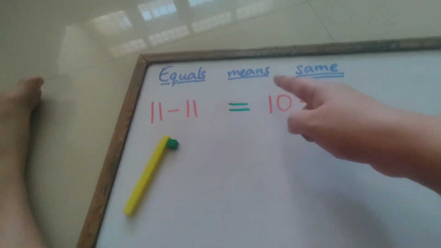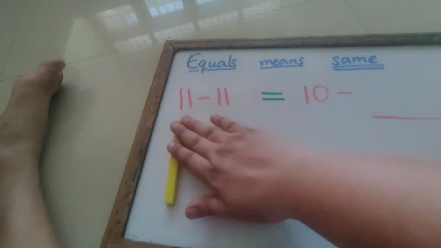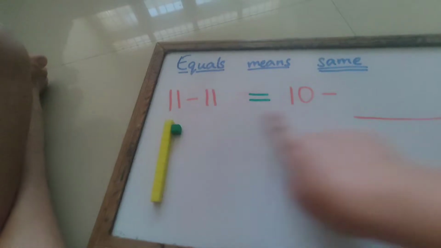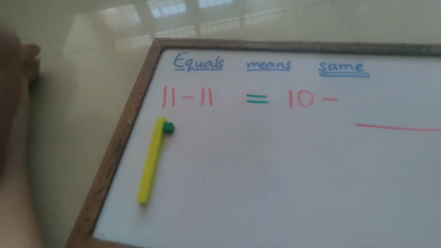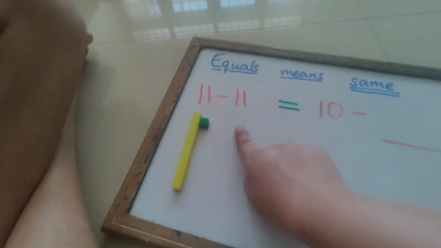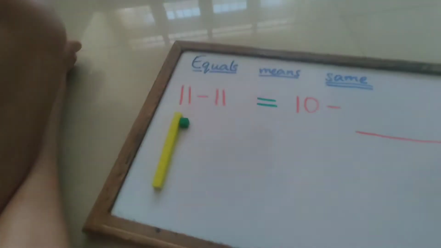And we learned that equal means same. So we have two expressions on either side of the equal sign. So we will see how to make them equal. So here we say that 11 minus 11 and here we say 10 minus something.